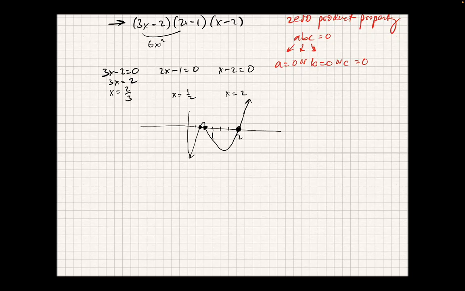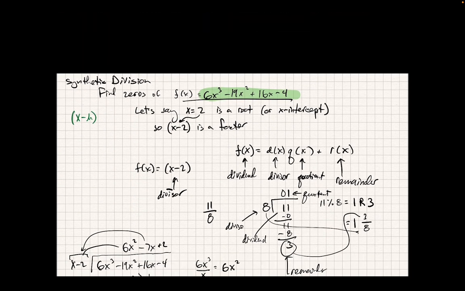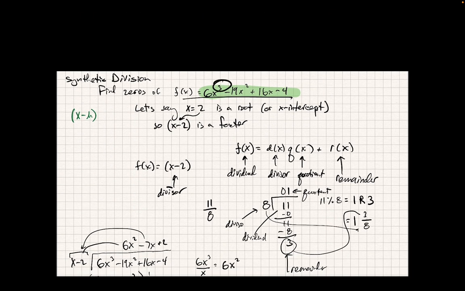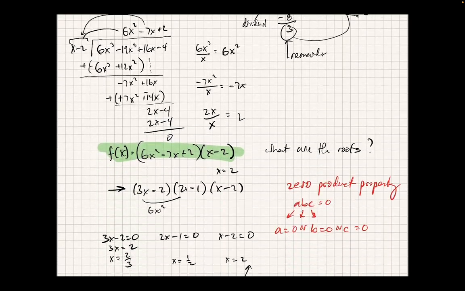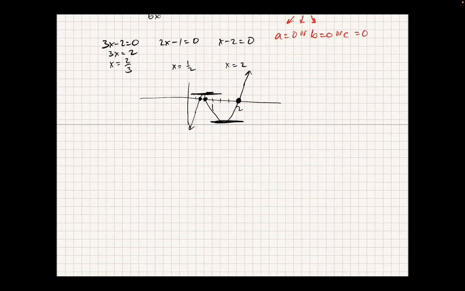So how many turning points does it have? No, it has 2. Oh, I see. What's the max that it even could have? 2, because there's an x cubed, which means it could have up to 2 turning points, and it in fact does have 2 turning points.